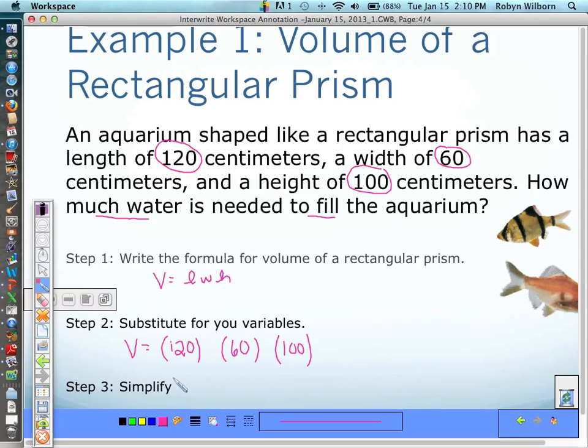Now we just need to simplify, so you can just multiply straight across. I've done the multiplication for us just to save some time in the videos, but this is something you would do off to the side as your scratch work. What you should find is the volume of this aquarium is 720,000 centimeters cubed. So this is our final answer.